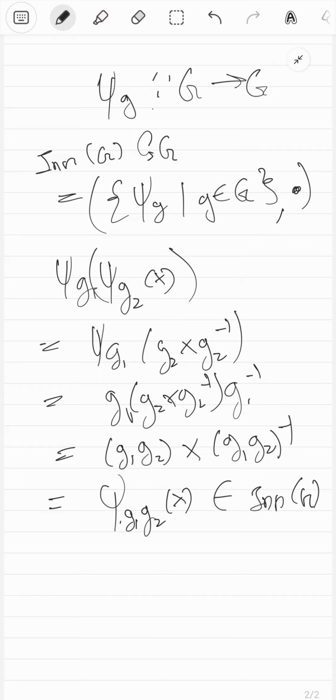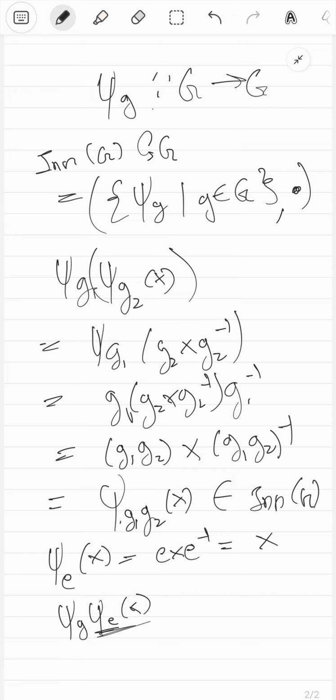So there's closure. There's obviously the identity. So the identity would just be psi sub e, because that's like doing nothing. So it's just psi sub e of x. That's just like e x e inverse. That's just x. So if you had psi g psi e of x, then psi e of x is just x. So it's just psi g of x. So we are saying that psi g psi e, that function composition, that's the same thing as just psi g for any psi g in the set Inn(G), right?